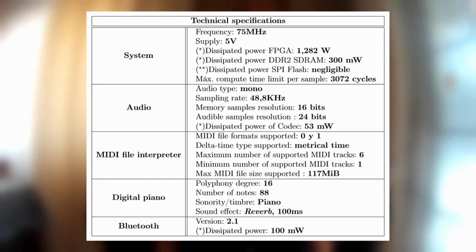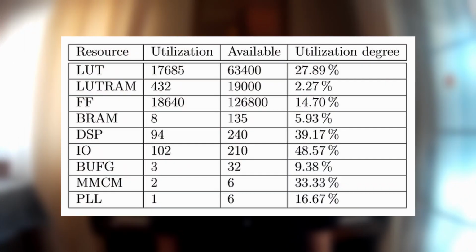The FPGA board used in this project corresponds with the Digilent Nexys 4 DDR. At the same time, the Digilent Pmod BT2 and I2S2 have been used. This implementation of the digital piano approximately uses 22% of all the FPGA resources. The next table shows the amount of the different resources used by this implementation in the Nexys 4 DDR board.